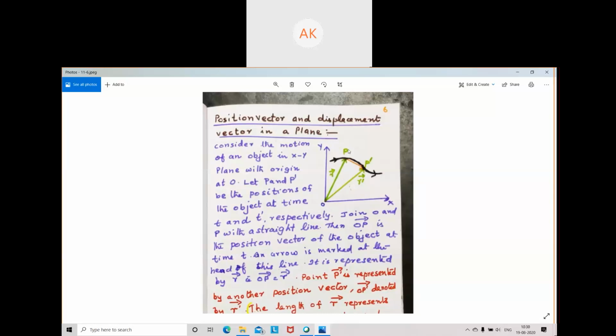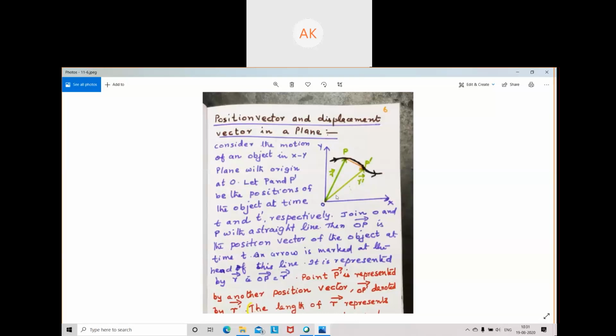Then the body is in motion in this plane, and at a time t dash, the body reached P dash. Now how will you represent the position vector? From O, the origin, you draw a straight line to the point P dash, then put an arrow mark which shows the direction from the origin. It is this much distance away and it is in this particular position. The body is in this particular position from the origin.